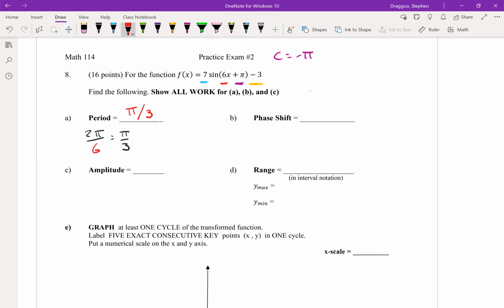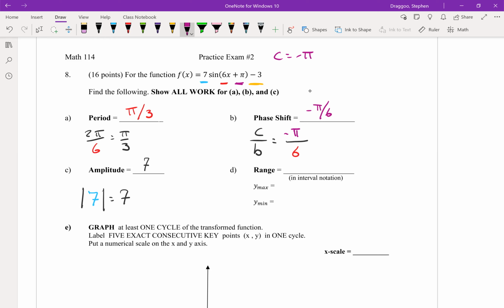Let's get the amplitude. I need the absolute value of 7, which is just 7. Not a lot to it there. Getting the phase shift is C over B. So I've got negative pi divided by 6. So negative pi over 6. No simplification to be done there.